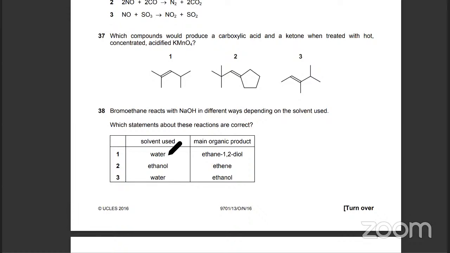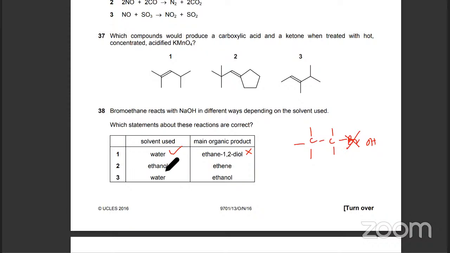So the solvent used: if you use water, aqueous, you're not going to get a 1,2-diol, because if you have bromoethane, then only one OH is going to substitute the bromine. So it's not going to contain a diol at least. So the first one is wrong. Ethanol, ethanolic.